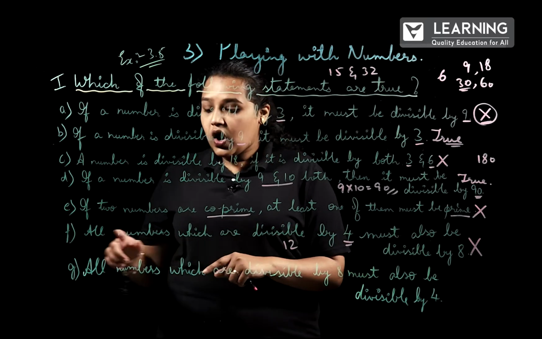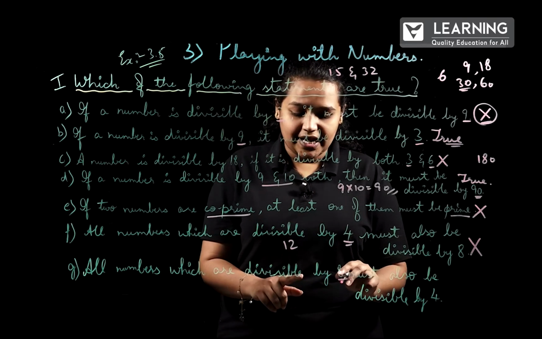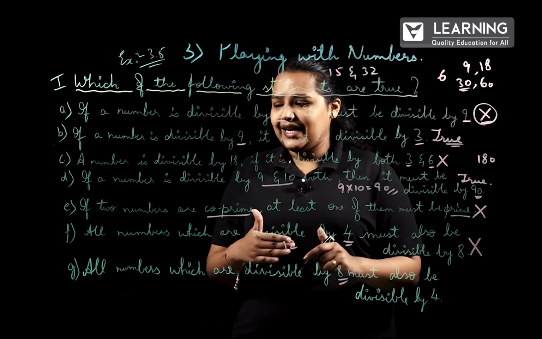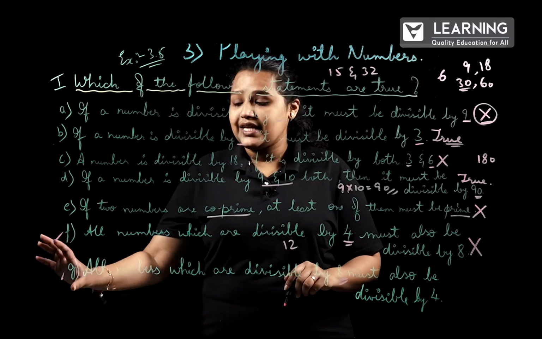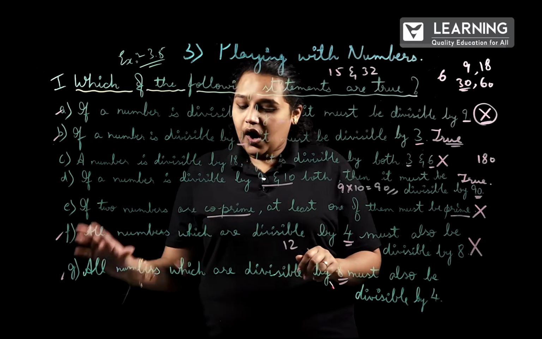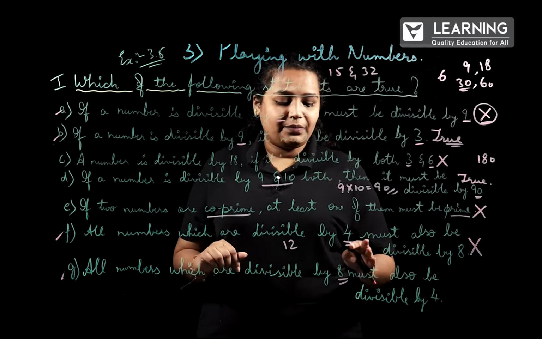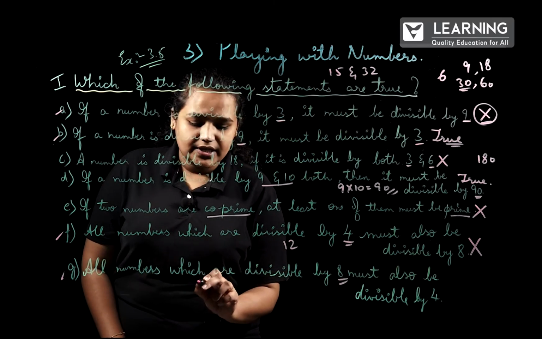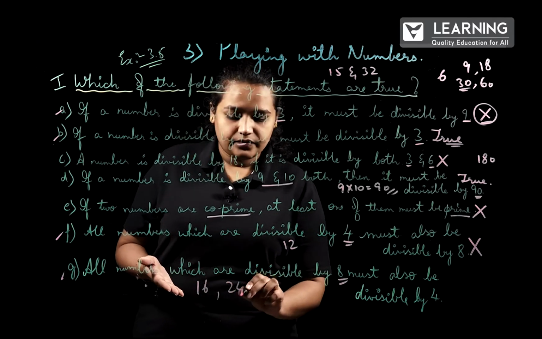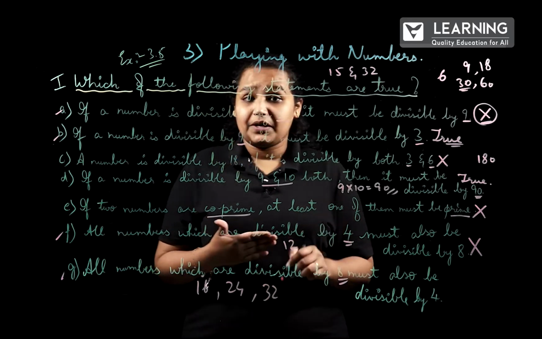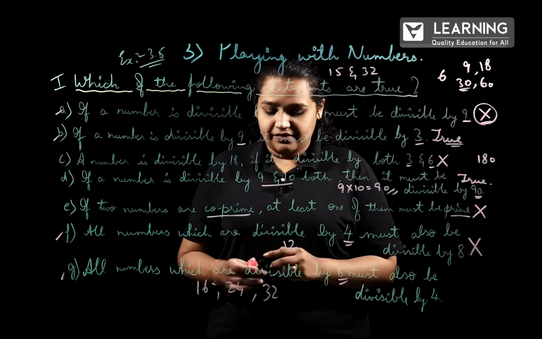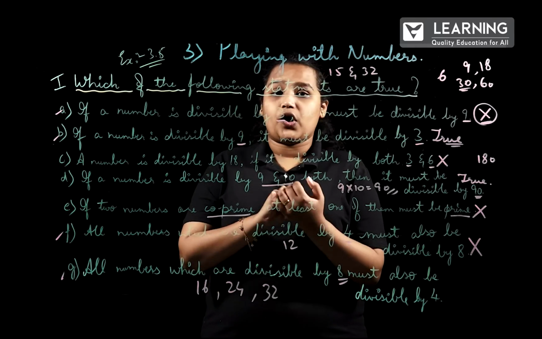So, the next statement, all numbers which are divisible by 8 must also be divisible by 4. Correct, no? So, you can relate these two statements with the first and second statements, right? So, all the numbers which are divisible by 8 will be divisible by 4. For example, 8 twos are 16, it is divisible by 4. 8 threes are 24, it is also divisible by 4. 8 fours are 32, it is divisible by 4. Yes, these are the statements which we have completed by telling whether they are true or false.